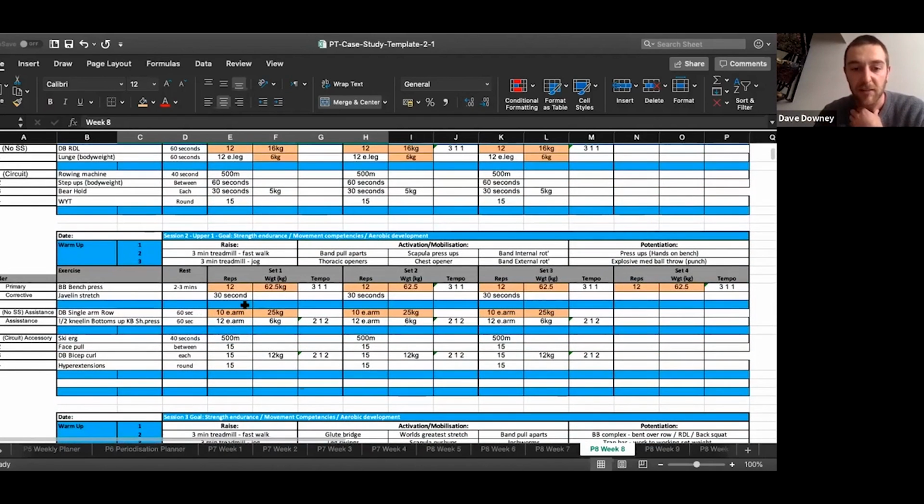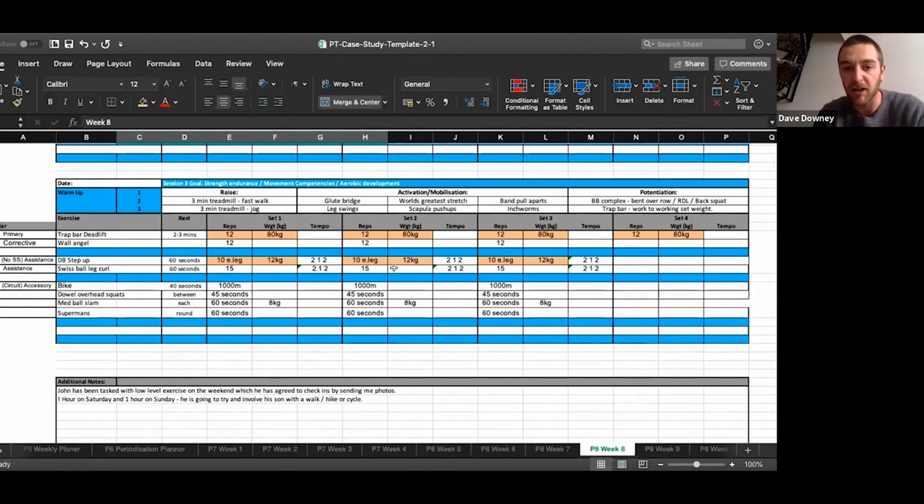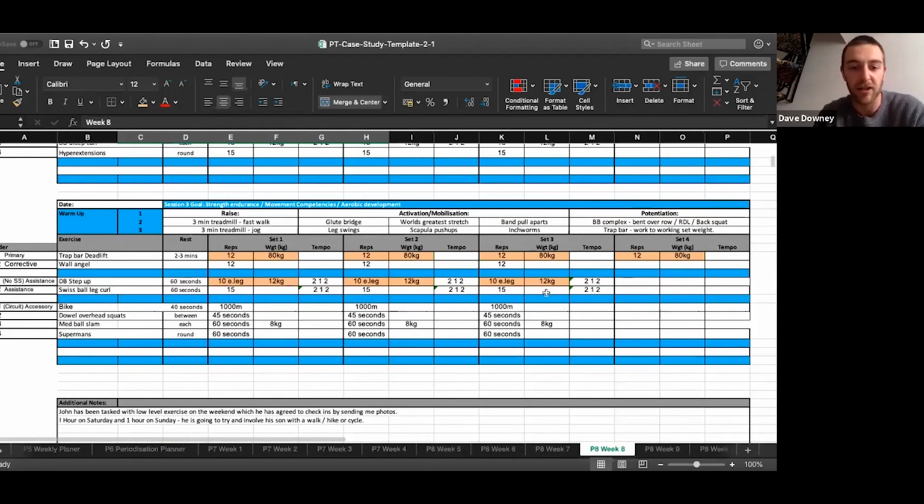And that's similar with what we've done here. We've added in a full set of the primary. We've reduced the reps to 12 again, and we've also increased the weight there. And you'll see as we go along, small increments that go together.